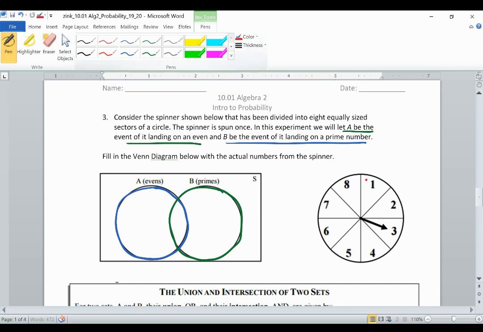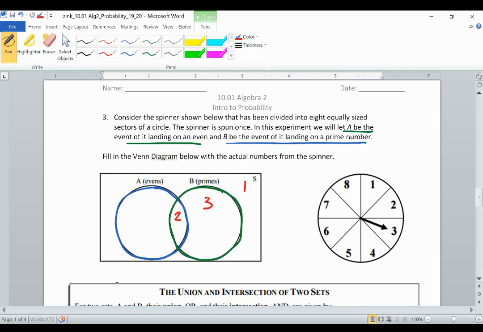Okay, so 1. Is 1 even? No. Is 1 prime? No, because it's that special case where 1 times 1 is 1, but it's not considered a prime number, so it's going to go on the outside. 2. Is 2 even? Yes. Is 2 prime? Yeah, the only factors of 2 are 1 times 2. So that's going to go in the middle. Now let's do 3. Is 3 even? No. Is 3 prime? Yes. So we're going to put 3 in the prime circle.